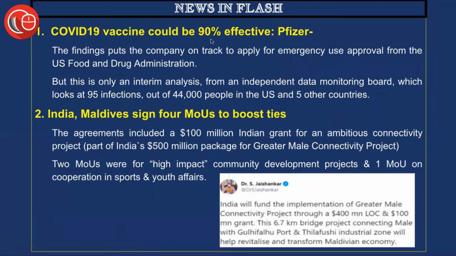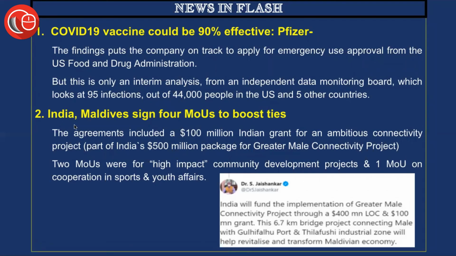COVID-19 vaccine could be 90% effective, according to Pfizer. The findings put the company on track to apply for emergency use approval from the US Food and Drug Administration. But this is only an interim analysis from an independent data monitoring board, which looks at 95 infections out of the 44,000 people in the US and 5 other countries. So even till now, we are not sure how effective the vaccine, whenever we have it in hand, would be in curbing this virus.